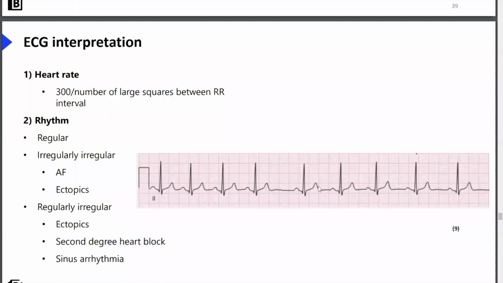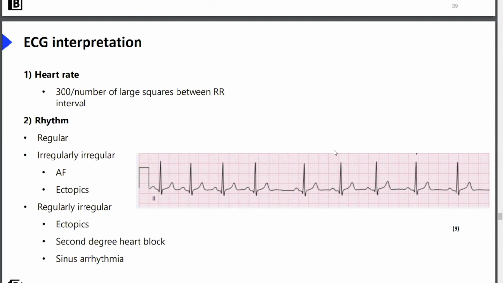Looking at this strip here, is this regular or irregular? So it's irregular, yeah? Because look, this is about 3 boxes, this is about 3 boxes, this is about 3 boxes, but then what's happened here? This is about 5 boxes, then it goes back to 3 boxes, then 3 boxes, then 3 boxes, then it's wide again. So it's normal, normal, normal, wide, normal, normal, normal, wide. So I would say this is regularly irregular.